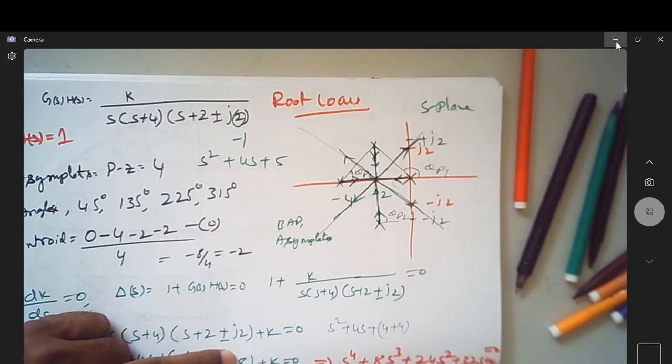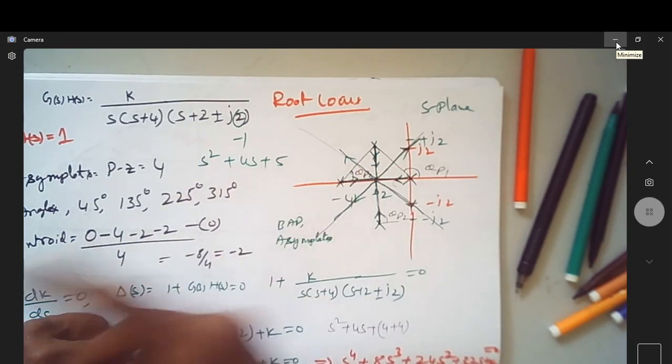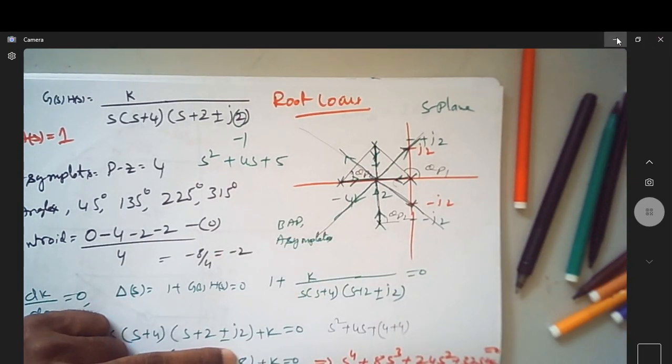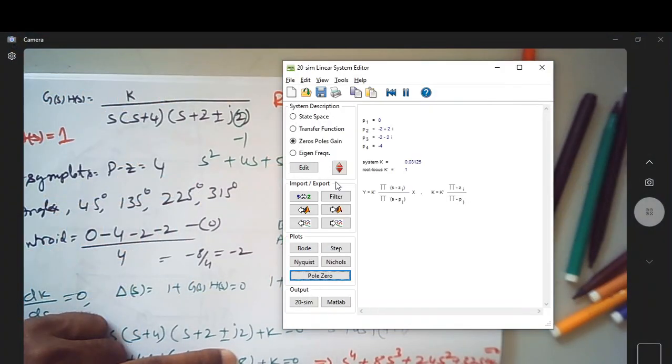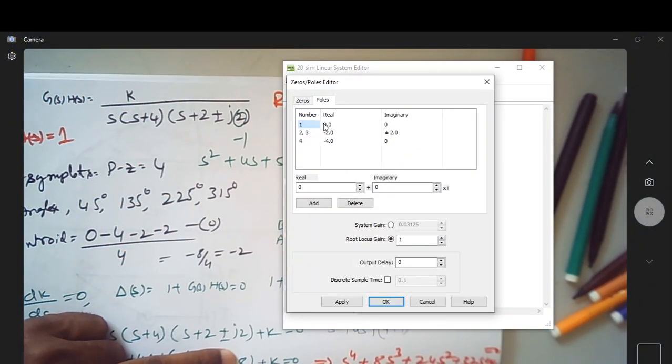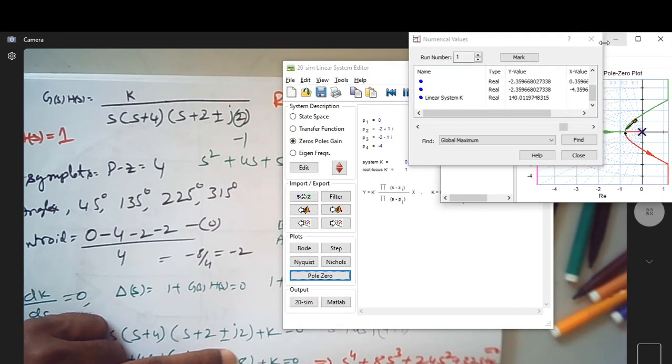So the breakaway points will be, one will be -2, the other will be here, and the other will be here. You can refer to my material which I have shared. Though one of the breakaway points is -2, the other two will be here. Let me edit that value both in 20-sim and here. Let me go to 20-sim and edit this. In this edit it is not plus or minus 2, let me make it plus or minus 1. If I apply, say OK, see the pole zero.